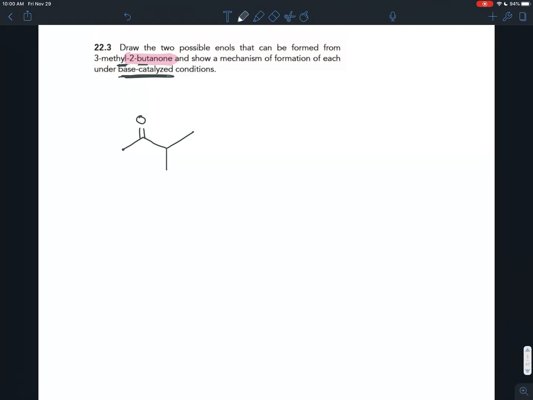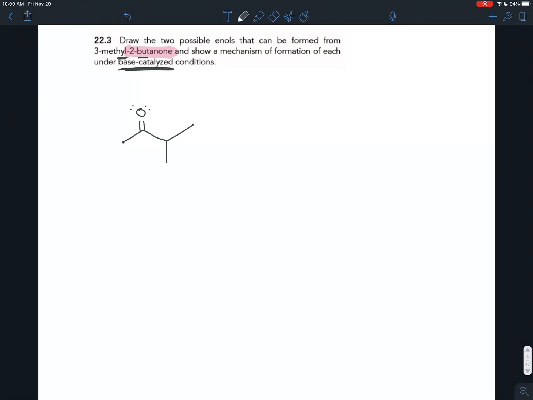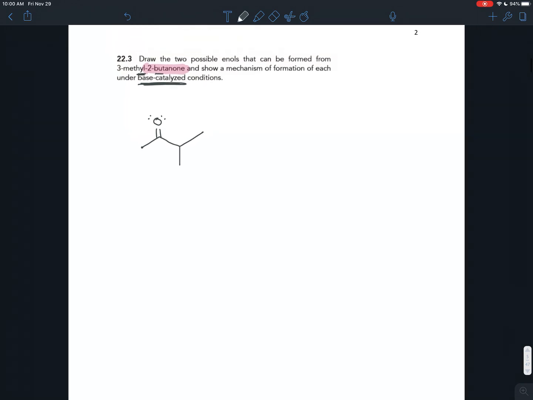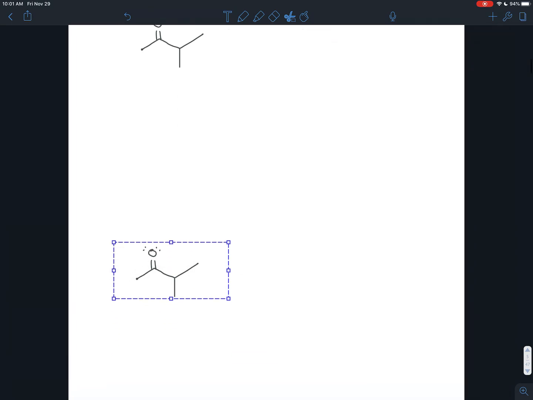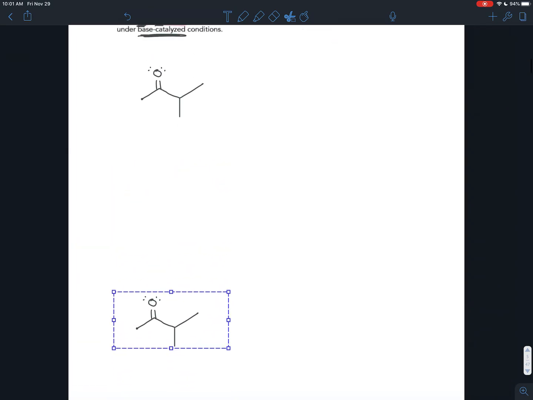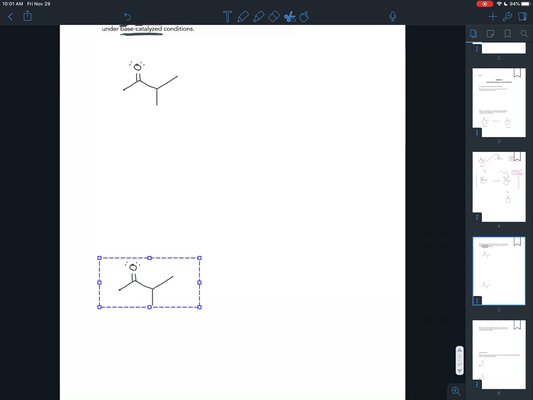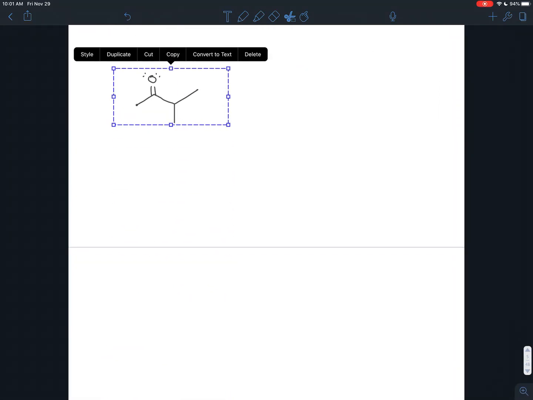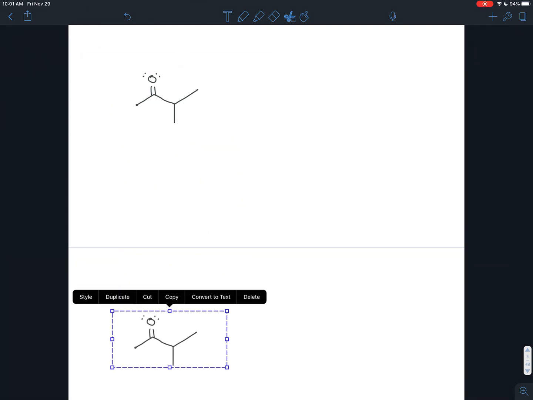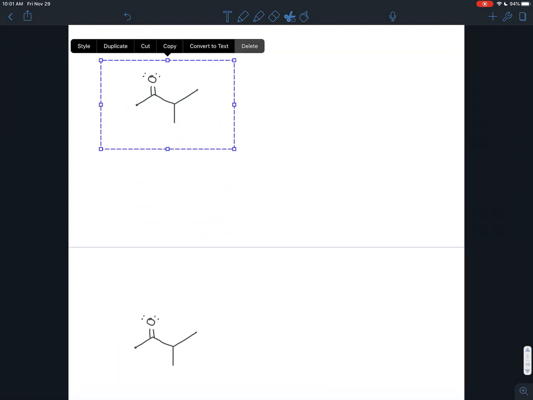Okay, so they want us to show how this molecule can turn into 2 different enols under base-catalyzed conditions. Okay, well, if we're going to do this twice, we are going to need 2 versions of this molecule. And let's actually get a little more space.